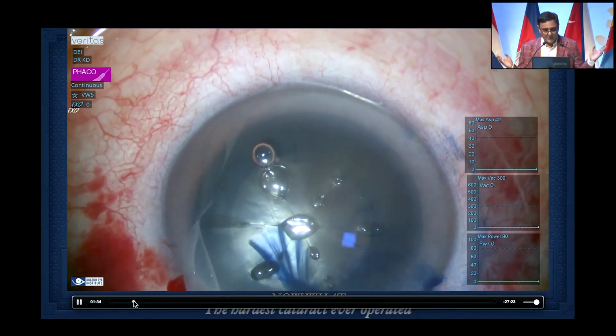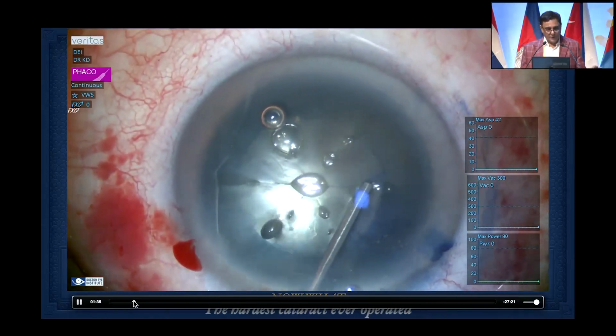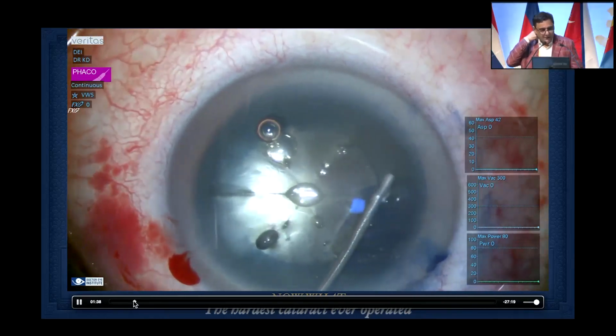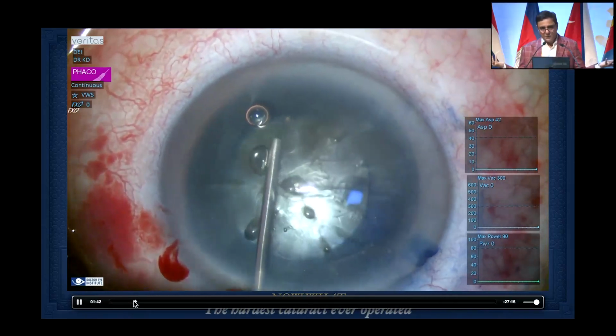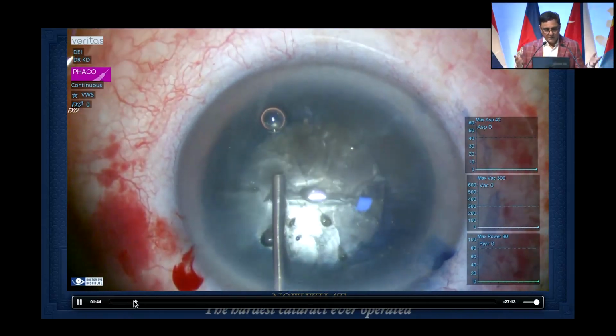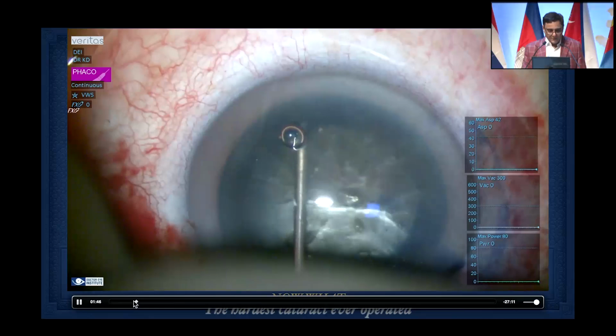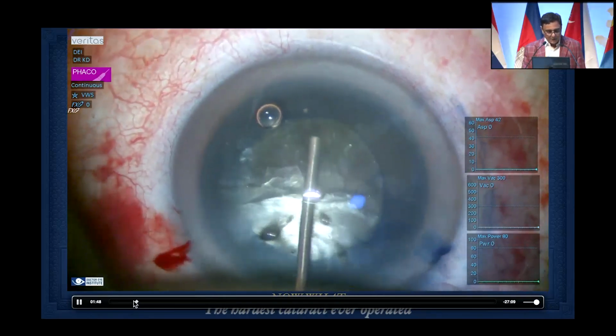So once the CCC is done, now one battle is won here, because in case anything ever happens, we have the CCC to protect us. Now you are not going to be able to see your fluid wave at all, because it's a very, very dense cataract, which is understandable. So a very gentle hydrodissection.